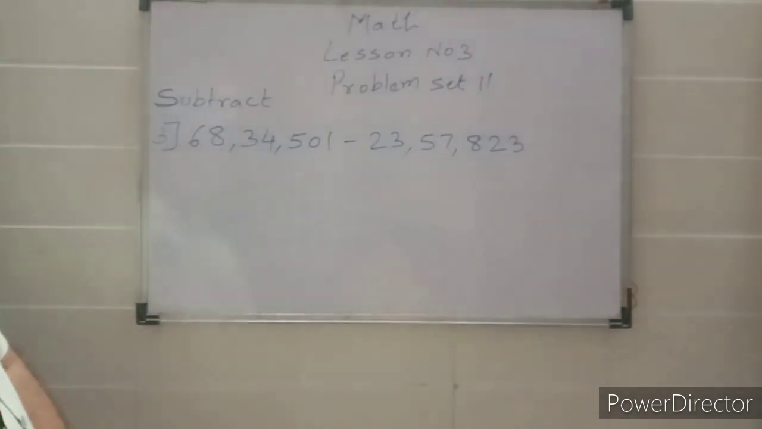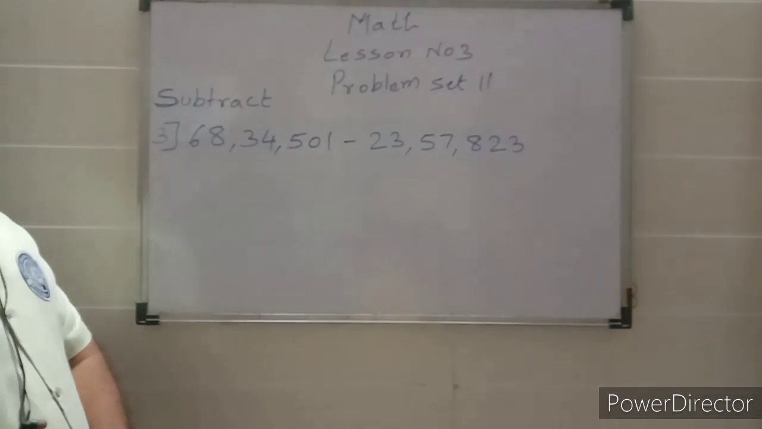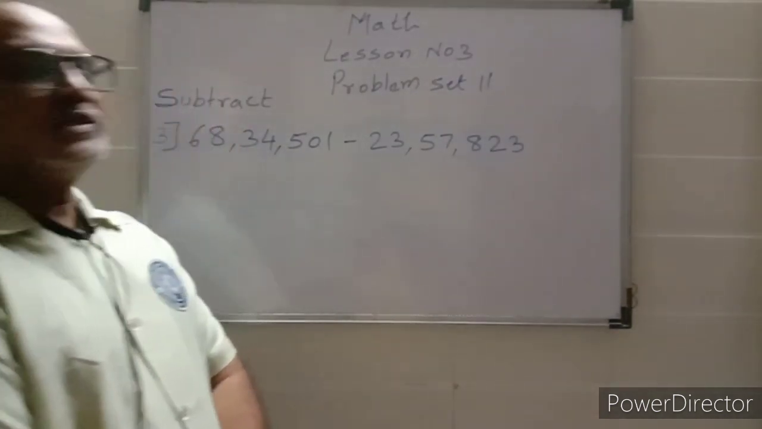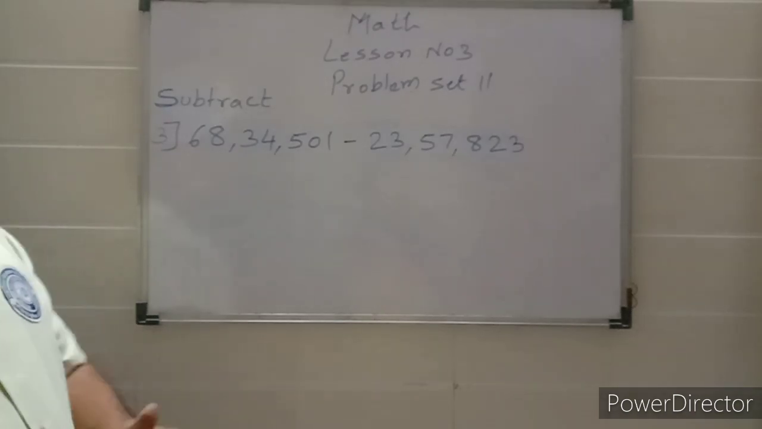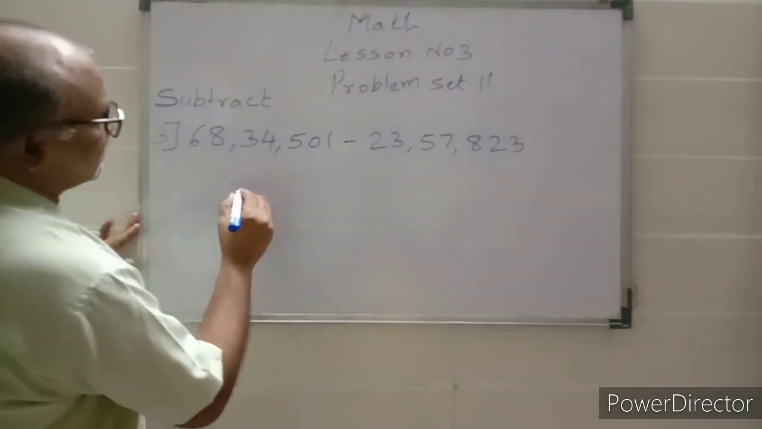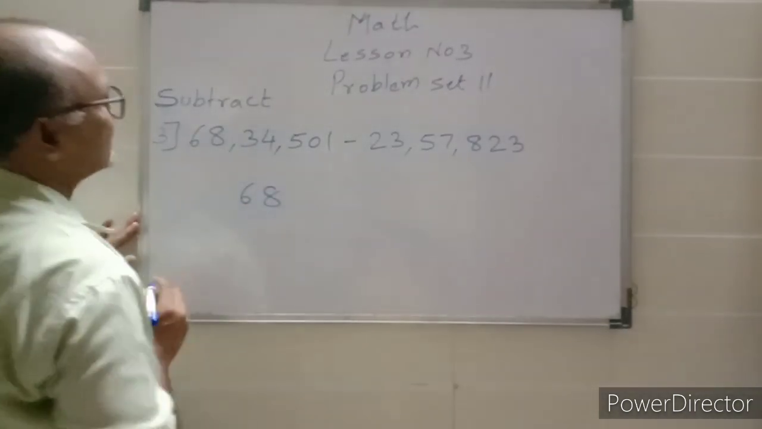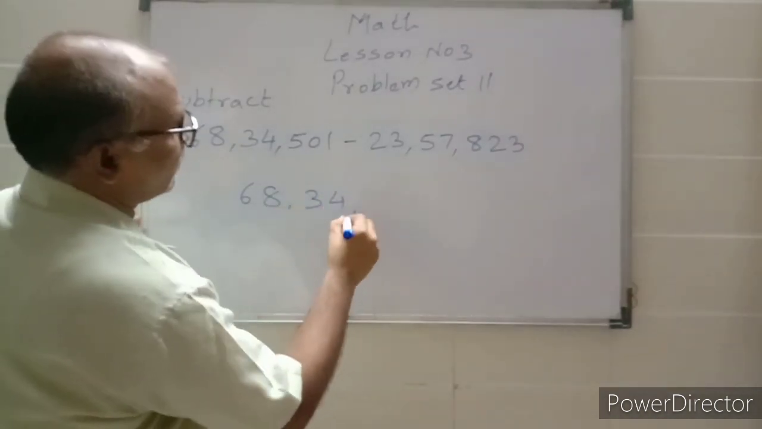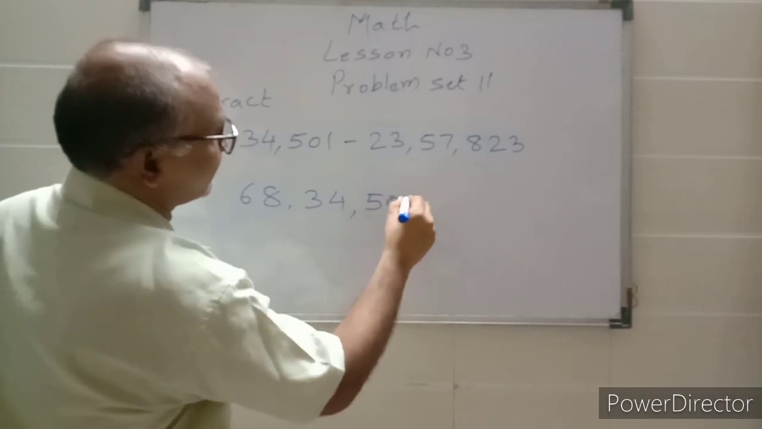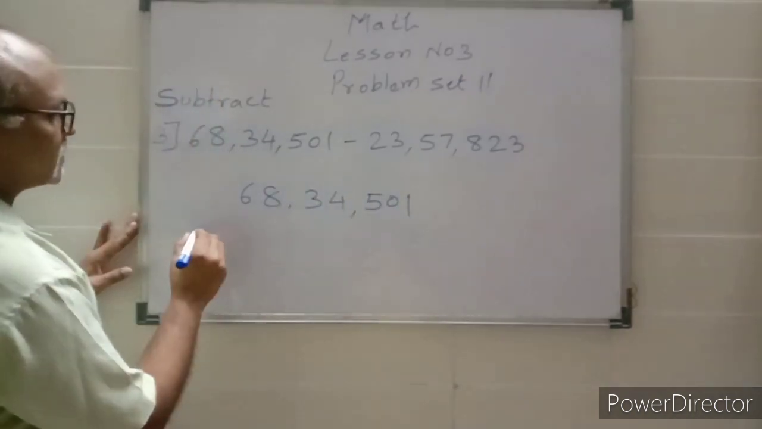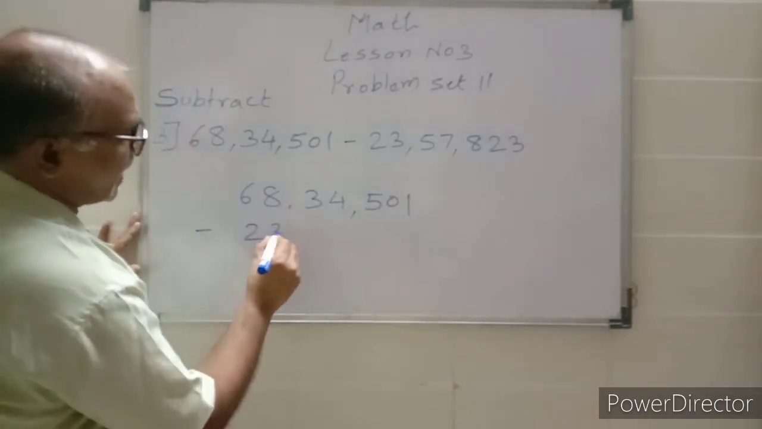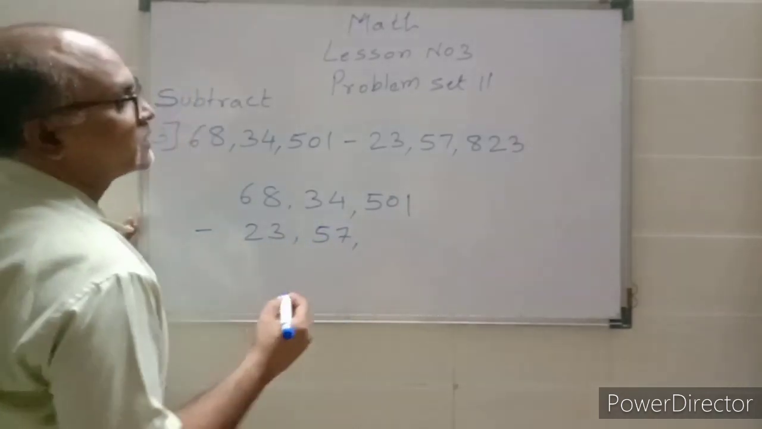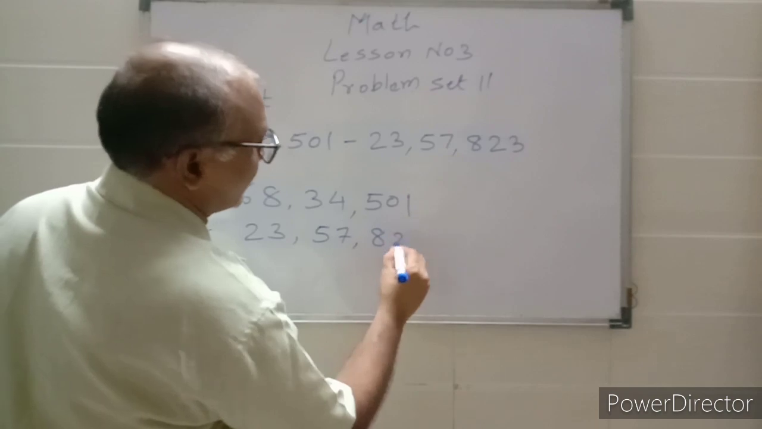Third sum is what? 68,34,501 minus 23,57,823. So first we will write 68,34,501 minus 23,57,823.